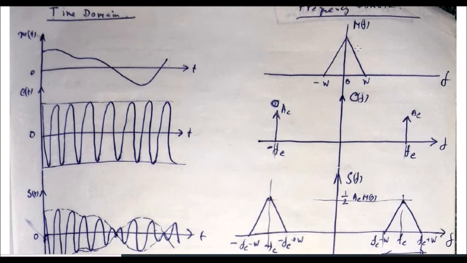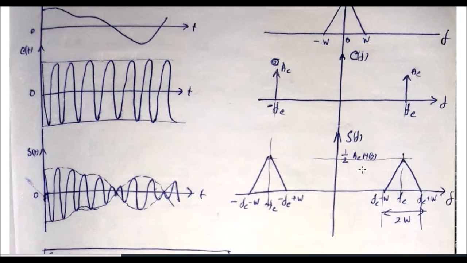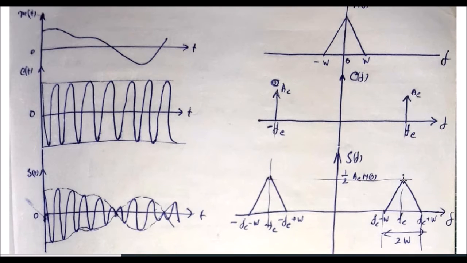If you do the DSB-SC modulation, then see that this particular spectrum will be translated up to fc here, as well as translated to minus fc here. But unlike the AM modulation, here there will be no carrier term. That means at fc this spike will not be there, that means this delta function will not be there. Only the message signal's upper side band and lower side band will be present here, centered at fc.